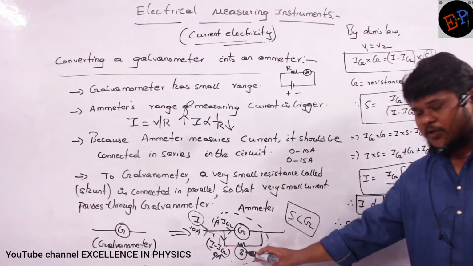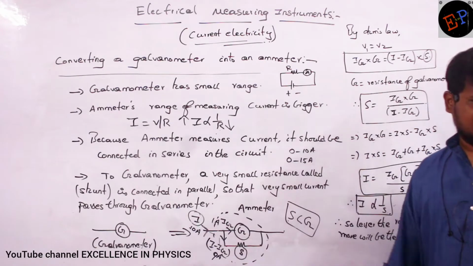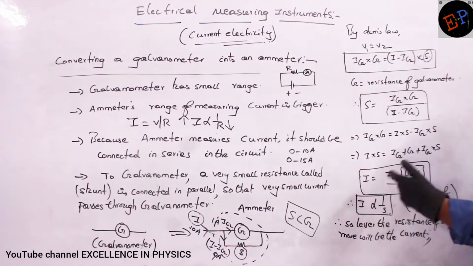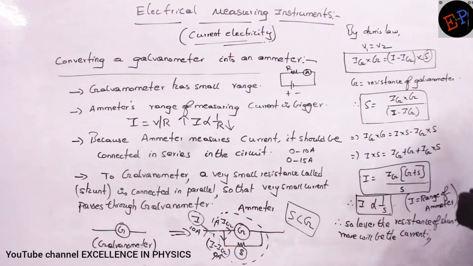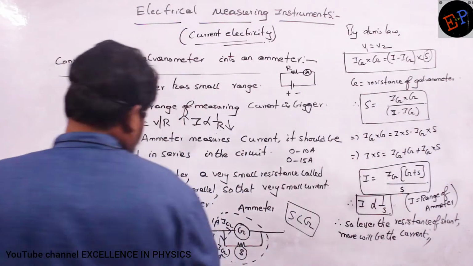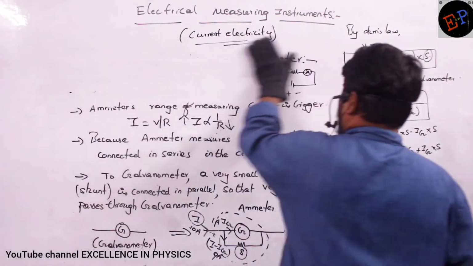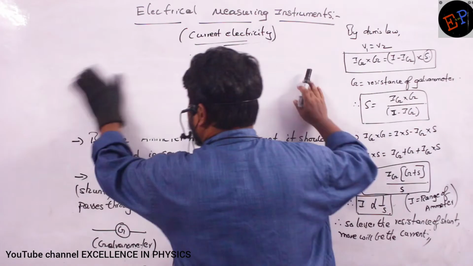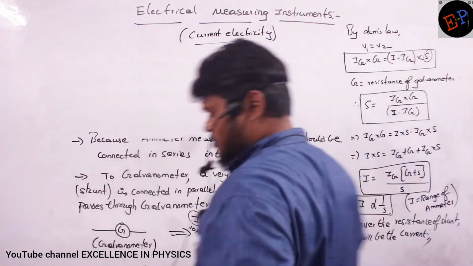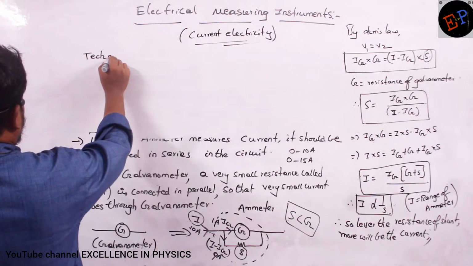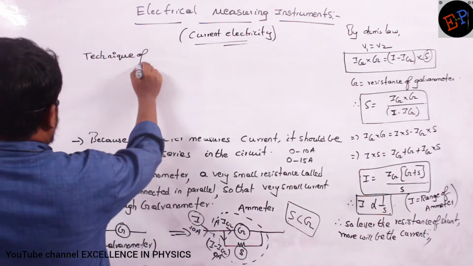If the shunt is very small, then you can measure a larger amount of current. Are you able to understand? If the shunt is very, very small, the amount of current which you can measure will be very large. That is the meaning of it. So the lesser the resistance of the shunt, the more will be the current. Are you able to understand? Completed up to here writing? Okay, now see. Now we will study how we measure current by using this ammeter. Technique of measurement.